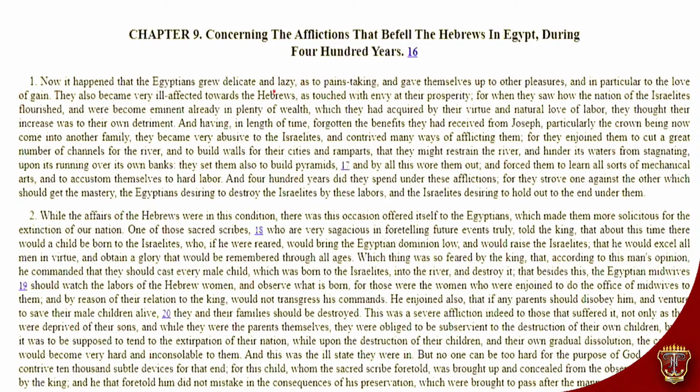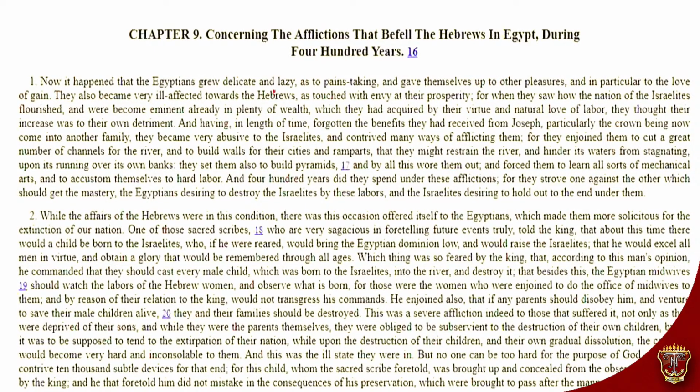Read. Told the king that about this time there would a child be born to the Israelites who, if he were reared, would bring the Egyptian dominion low and would raise the Israelites, that he would excel all men in virtue and obtain a glory that would be remembered through all ages. So now that actually did come to pass. Again, in the scriptures, it got straight to the point. It didn't talk about a prophet that came and spoke about or anything like that. It just jumped straight into it. It's talking about Moses, right?